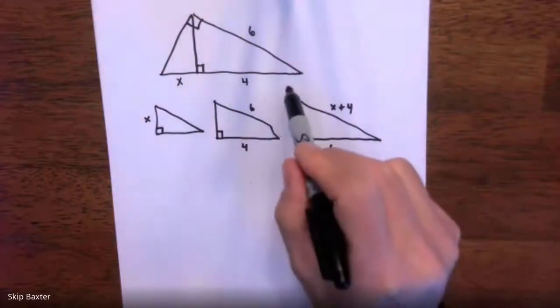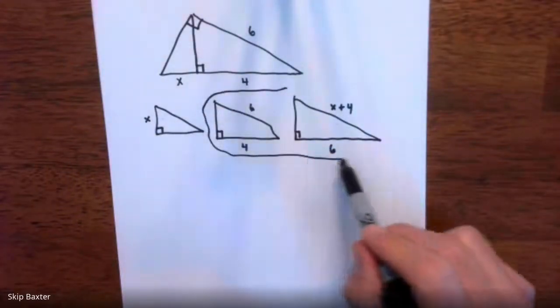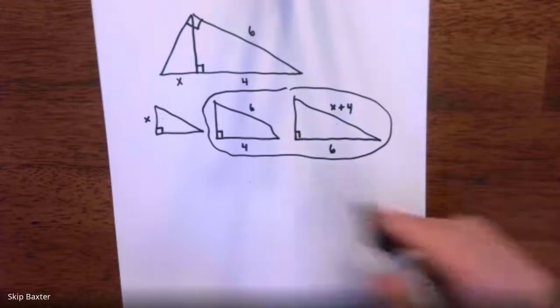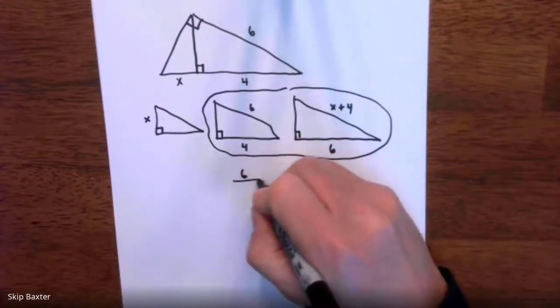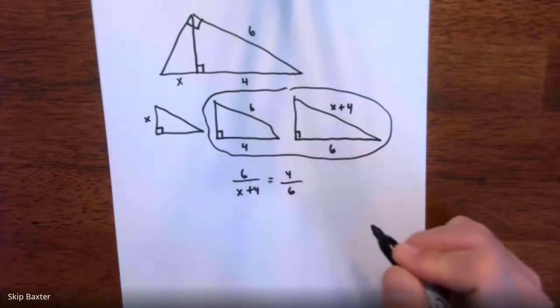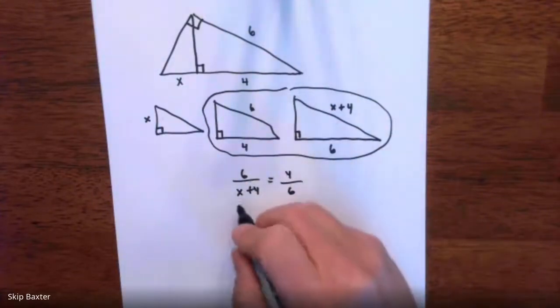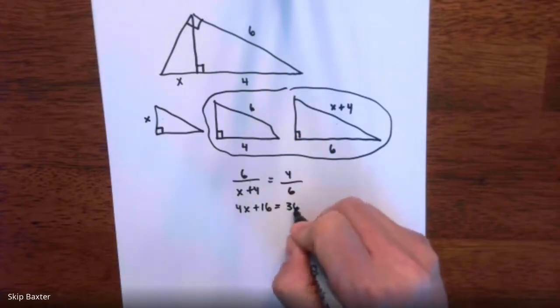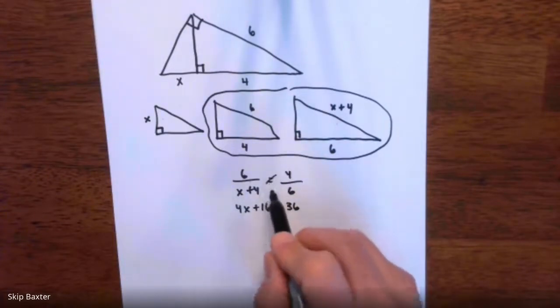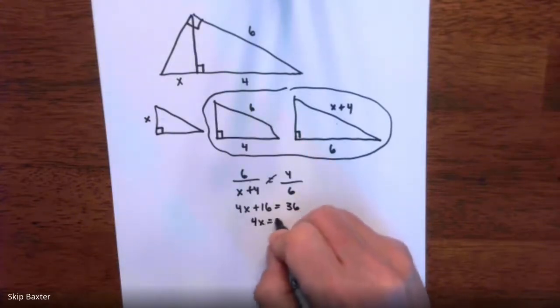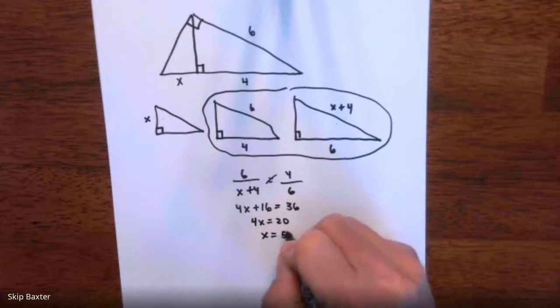So which 2 triangles am I going to use? It's these 2, right? Those are the 2 I'm going to use because those are the 2 that have matching information. So I have 6 is to x plus 4 as 4 is to 6 and cross multiply. I get 4x plus 16 equals 36. Don't forget when you multiply this way, you have to distribute. So 4x equals 20 and x equals 5.